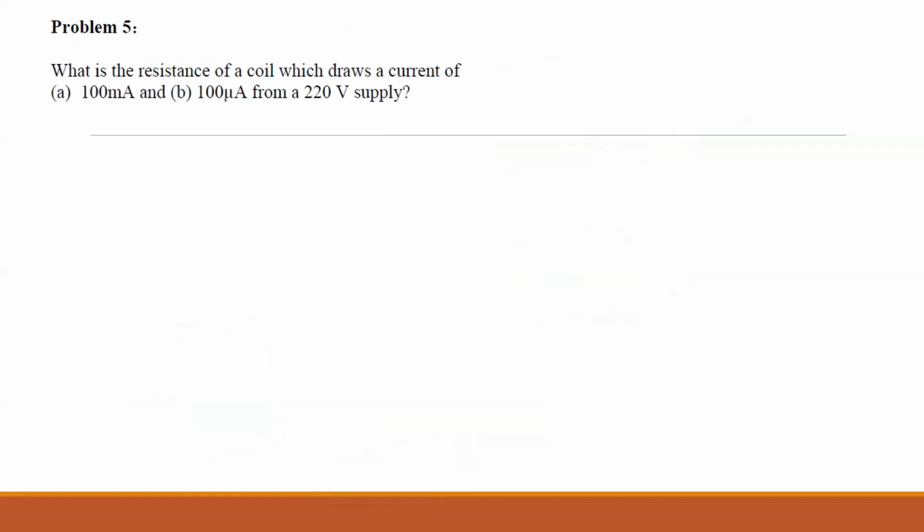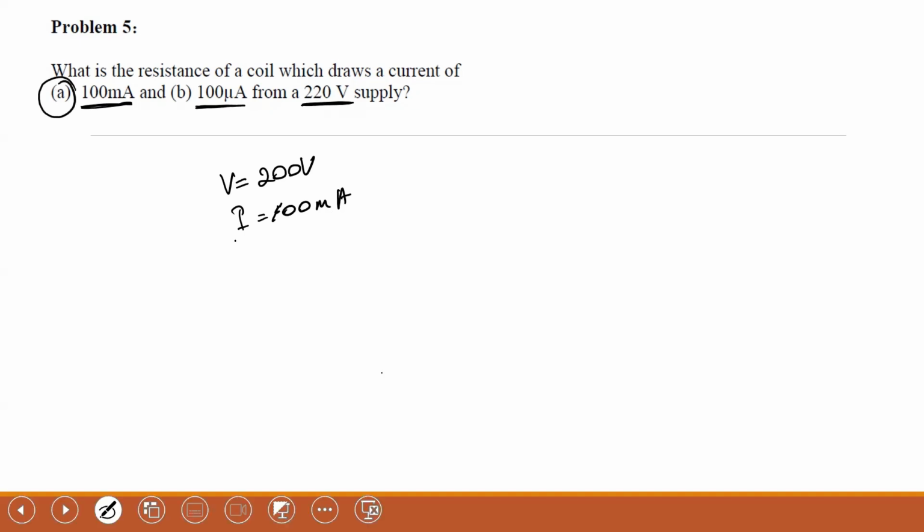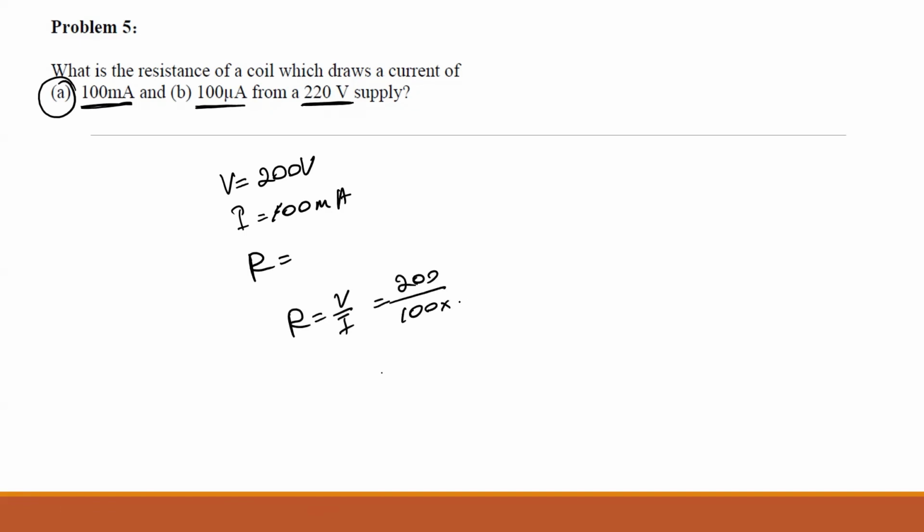Next question. What is the resistance of a coil which draws a current of 100 milliamps, and then 100 microamps, with V equal to 200 volts? They're asking you to find the resistance, which is an easy question. So R is equal to V over I. V is 200 divided by 100 times 10 to the negative 3 because it is milliamps. So you can find the resistance in ohms.